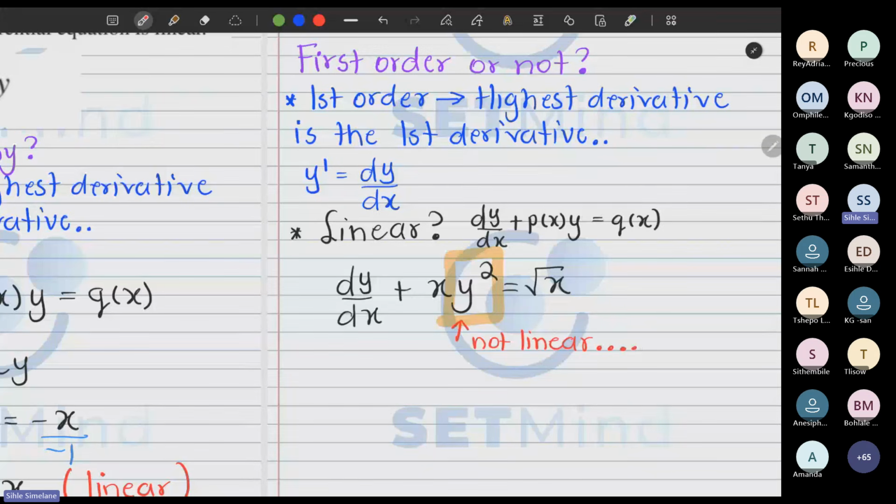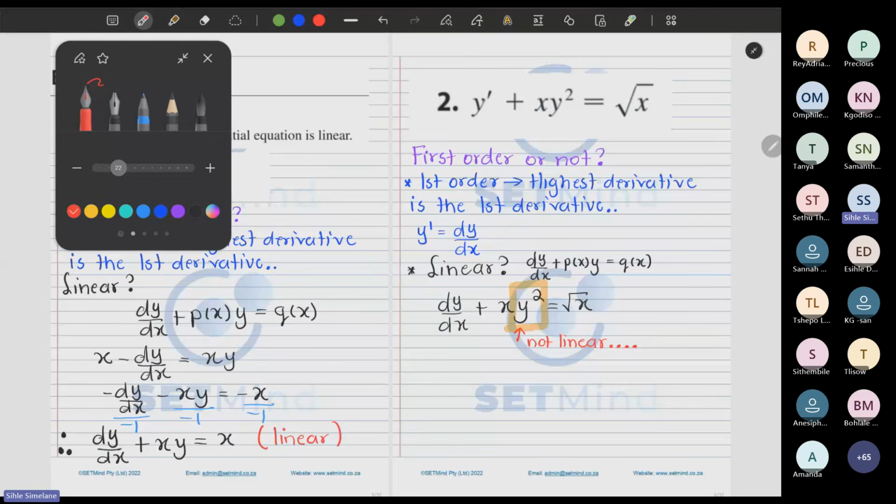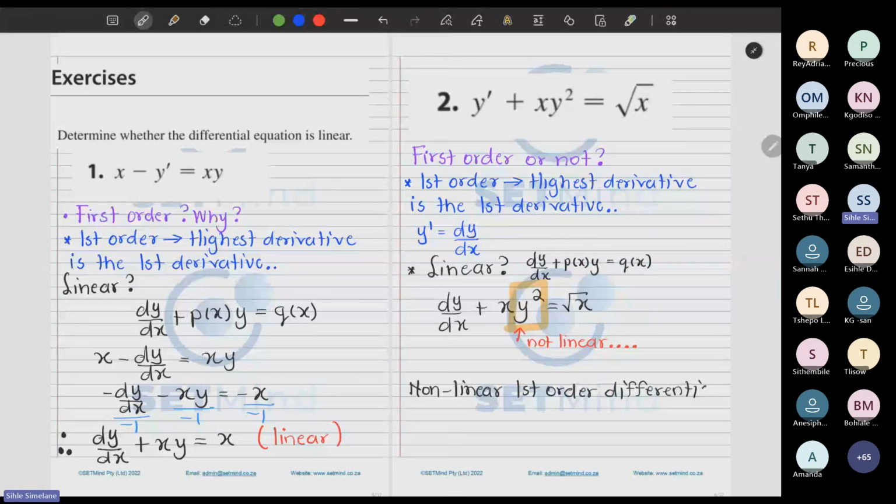Okay, and we'll go and discuss what linear means later, but this is clearly a first order differential equation, but it is not linear. So what is this? This is a nonlinear first order differential equation. So it's very important that you are able to look at an equation and see that there's a problem with this one. Okay, let's go for the next problem, guys.